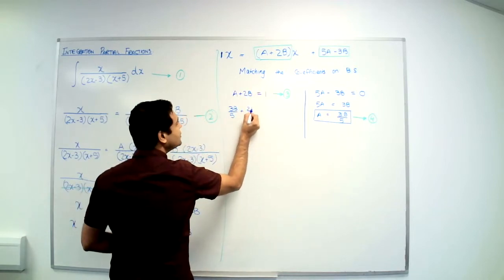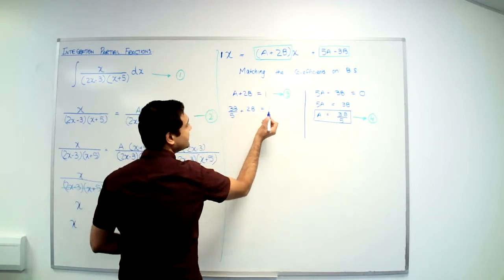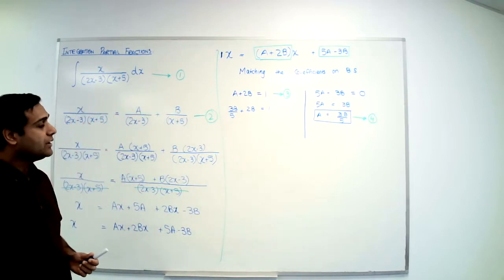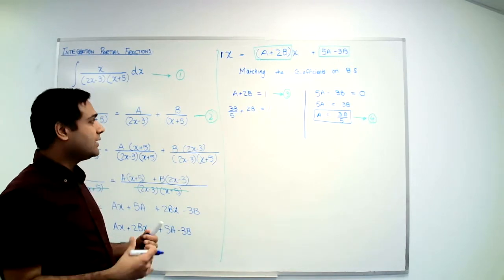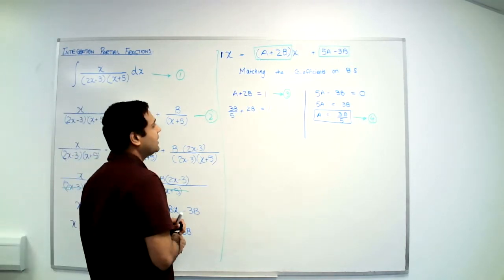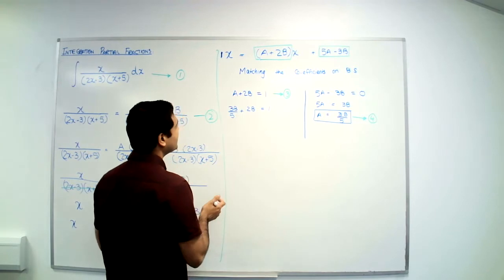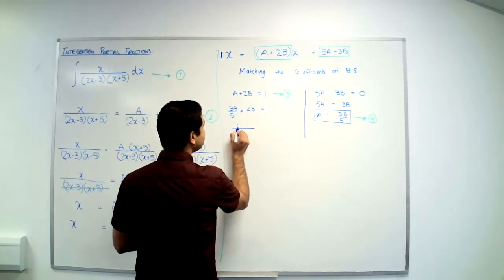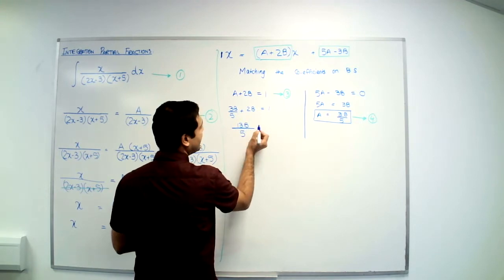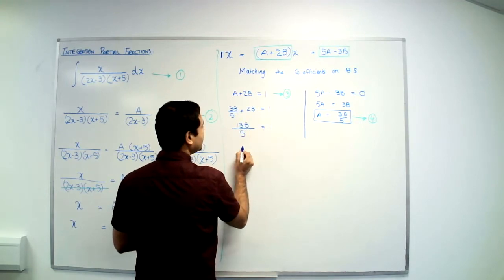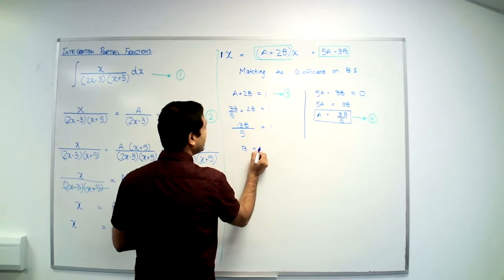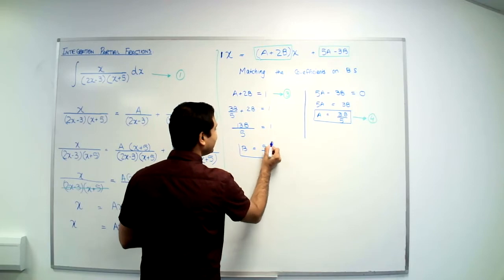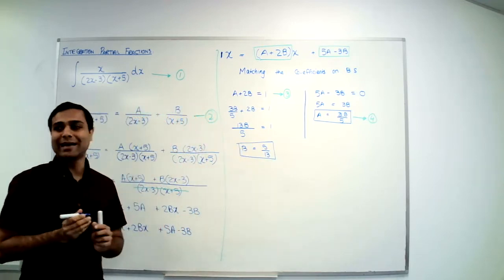Plus 2B equals 1. Okay. 3B over 5 plus 2B, if I add them together, how many B's is it going to give me? 10B over 5. So that's going to give me 13B over 5 equals 1, which means B equals 5 over 13. Yeah, leave it like that. You don't need to convert that into decimal.